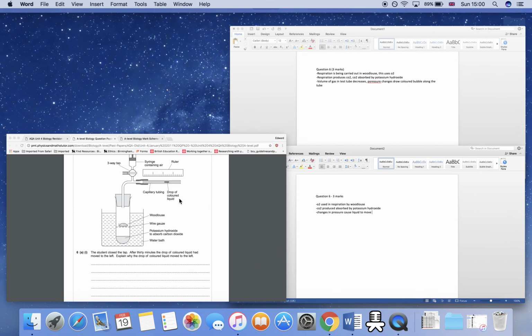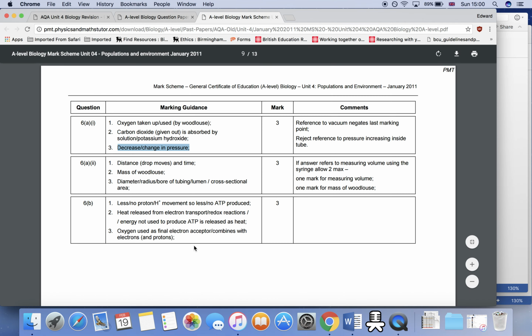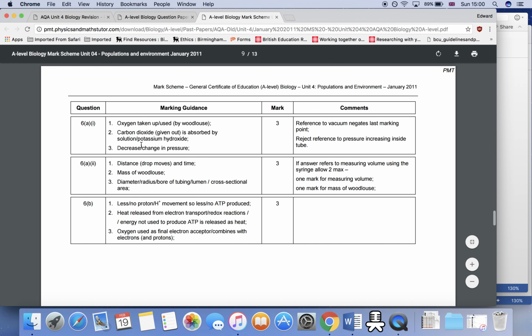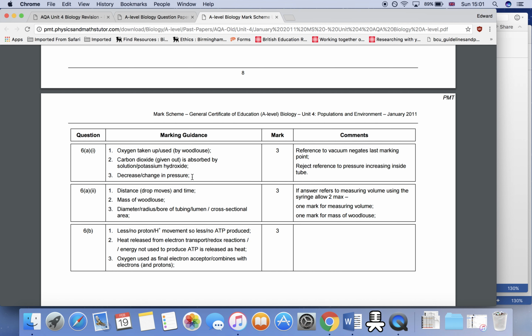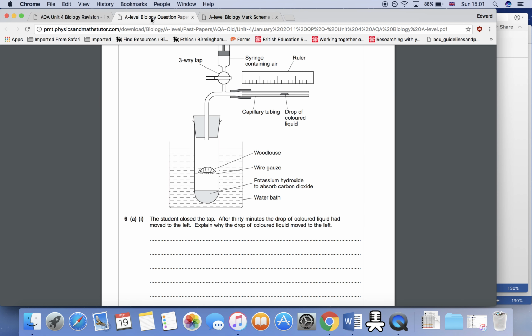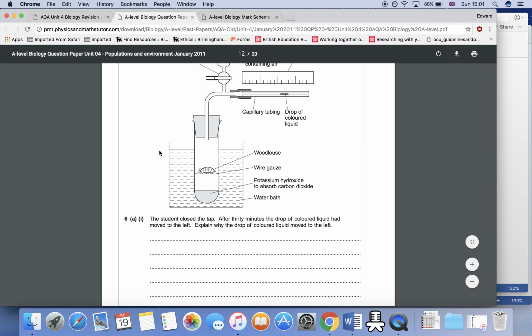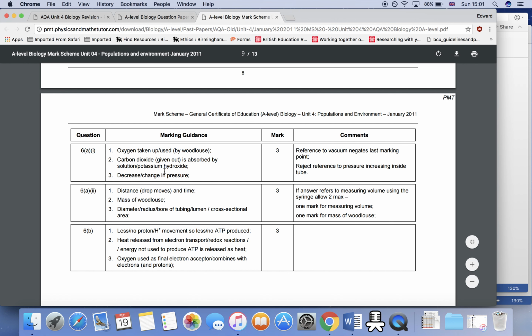Then we compare our answer to the mark scheme. And there we go. Oxygen taken up, used by woodlouse. Carbon dioxide is absorbed by solution of potassium hydroxide. Decrease or a change in pressure draws that coloured liquid into the test tube.